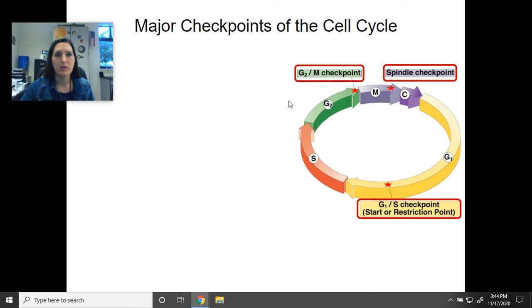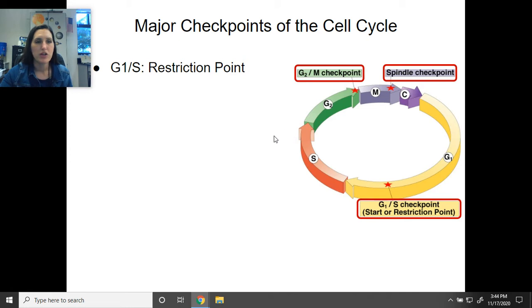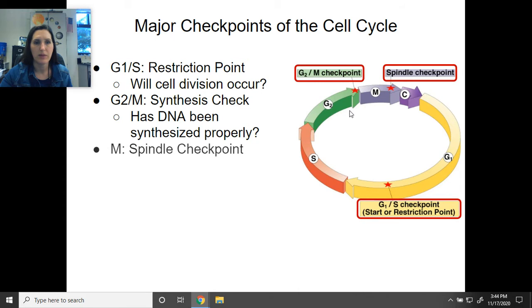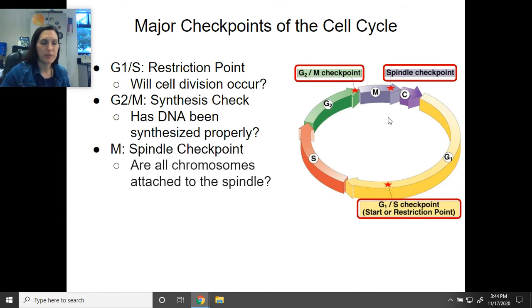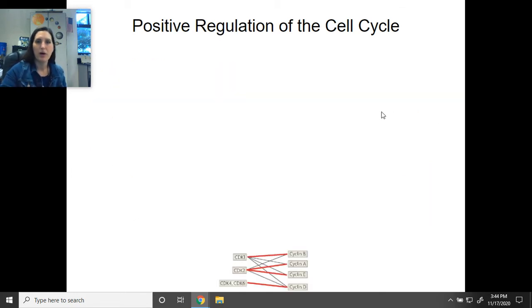Okay. Major checkpoints of this cell cycle. All right, the G1 and S right here. Restriction points. Will cell division occur or not? The G2 to the M, so G2 right here to the M. So here was that first one right here, I'm sorry, the G1 to the S. Okay, and then here is the G2 going into the M, and then has the DNA replicated correctly. Then we have a spindle fiber checkpoint. If everything's correct, the sister chromatids separate correctly, and then we can go on.